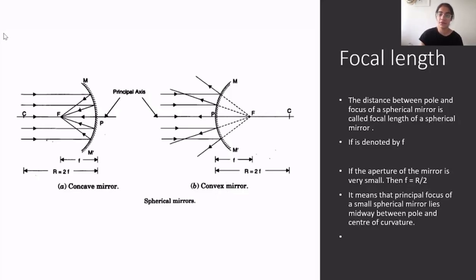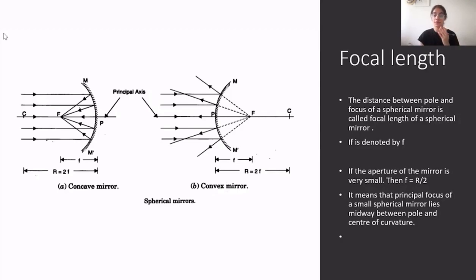Now, that was focal length. These were the definitions that have to be kept in mind when we will be studying image formation by both convex mirrors and concave mirrors. Why? Because it will help us remember and form an image easily.